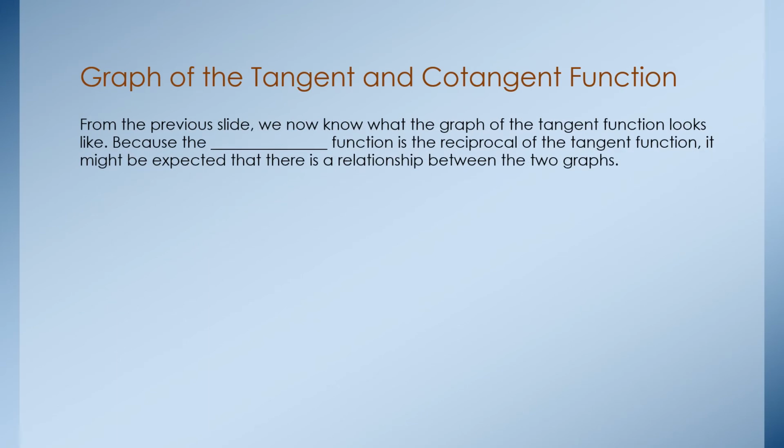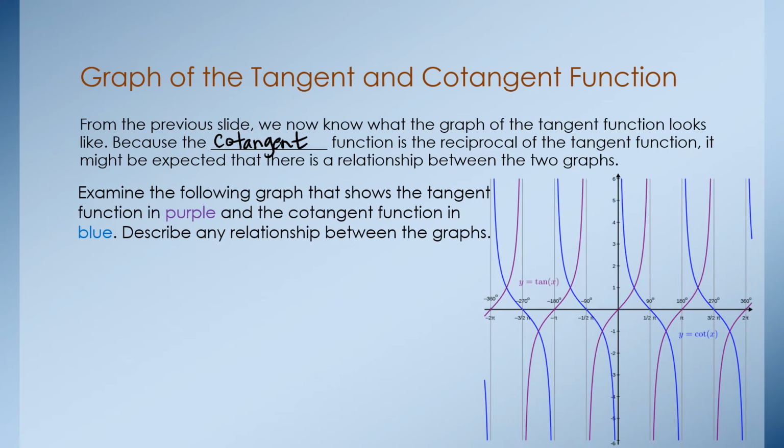So now let's take a look at the cotangent function. On the last slide, we saw what the tangent function looks like. And what we know is that the cotangent function is the reciprocal of the tangent function, so there should be some type of relationship. All right, now this is a lot to look at, I know. Let's see if we can clean this up a little bit.